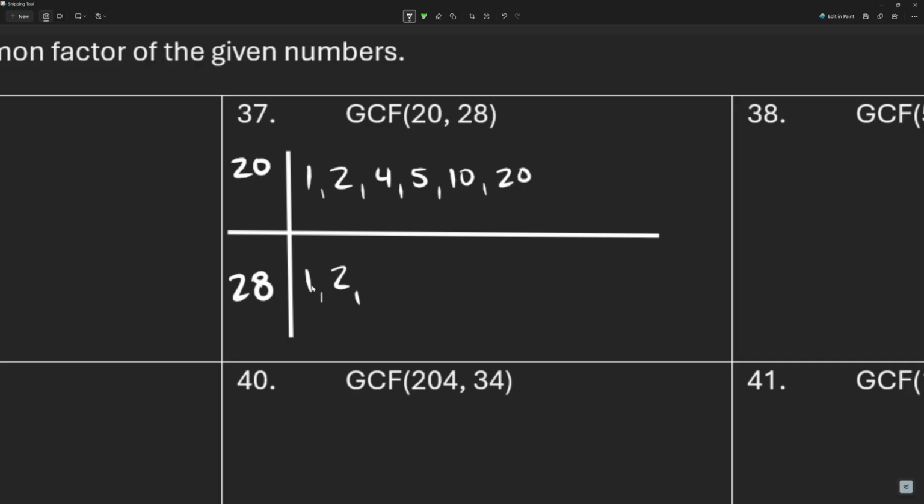Let's factor 28. 1 goes into it, 2 goes into it, obviously, like we said. 4 goes into it, 7 goes into it, and I think 14 goes into it, and then 28. And then obviously the greatest factor that they have in common, the biggest number that they both have in common, is 4. Therefore, that's our answer, right?